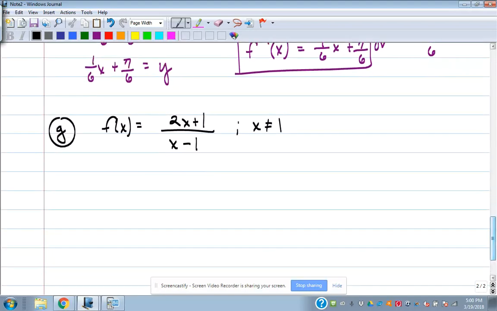Okay, so what does the inverse do? Swaps x and y. So everywhere there's an x, there's now a y. Oh, on it, they put 2 of them in there.